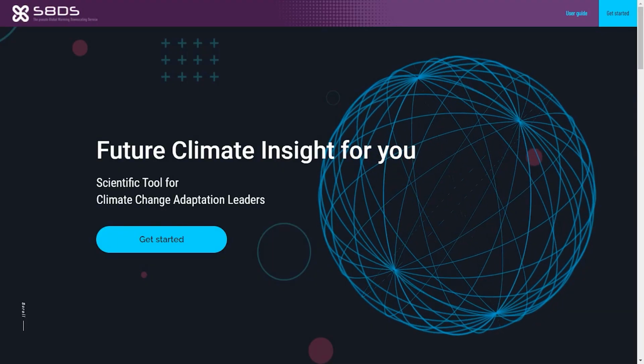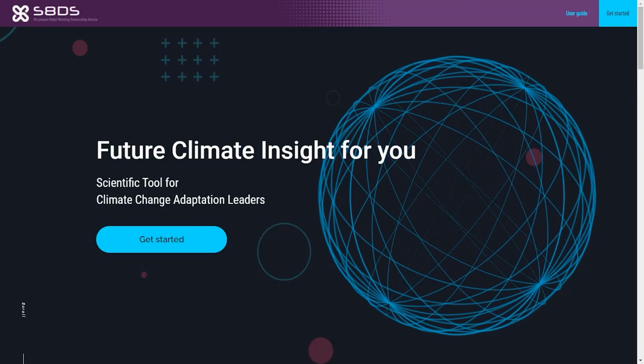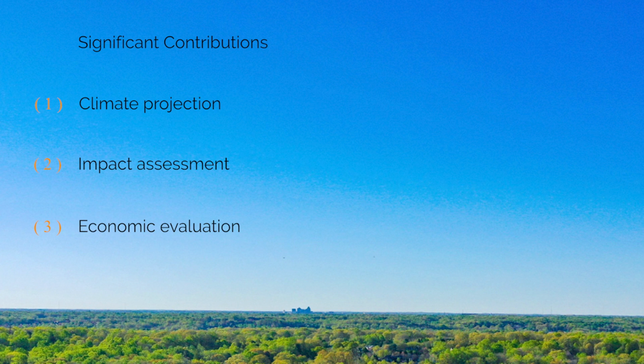The S8 downscaler can make three significant contributions to the NAP process. They are in the fields of climate projection, impact assessment, and economic evaluation, all of which are critical to the success of the NAP process. Let's look at each of these in detail.